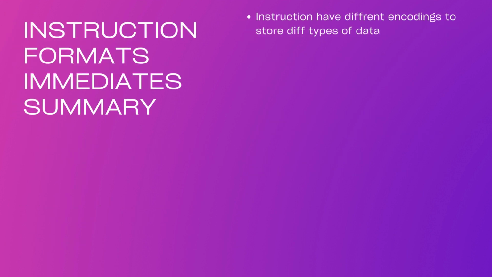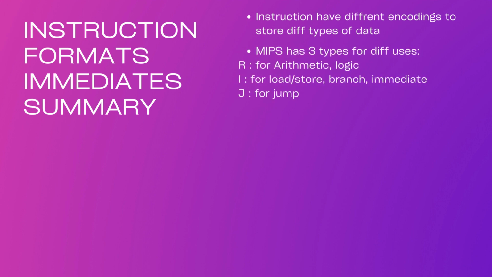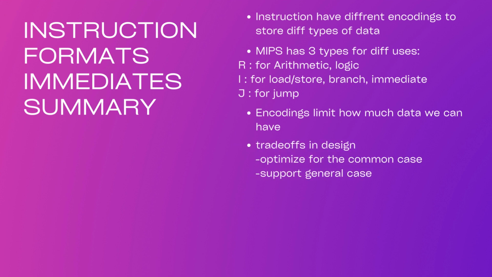The next one is instruction formats immediate summary. Instructions have different encodings to store different types of data. MIPS has three types for different uses. R is for arithmetic and logic, I for load or store, branch and immediate, and J for jump. Encodings limit how much data we can have. Trade-off in design: optimize for the common case and support the general case.